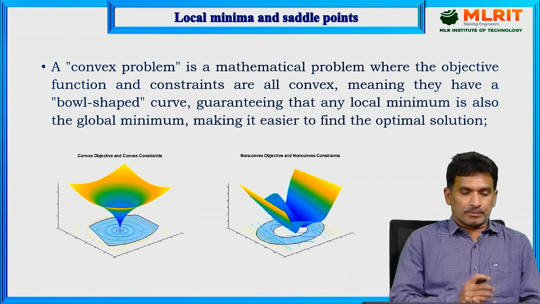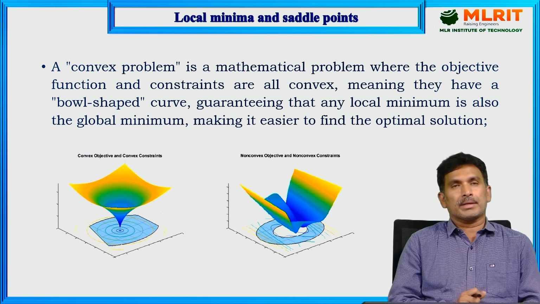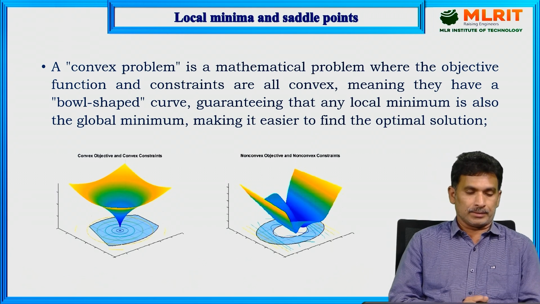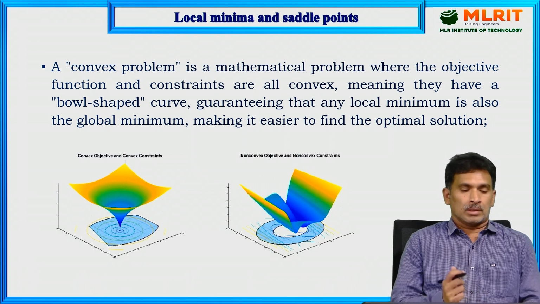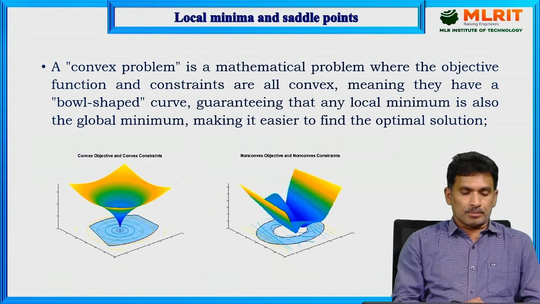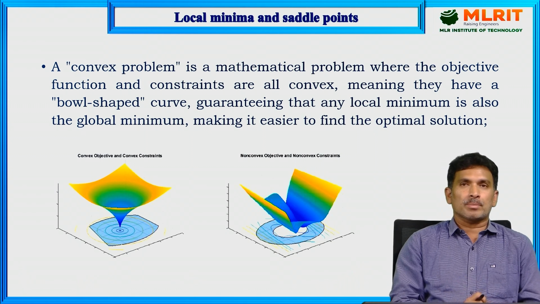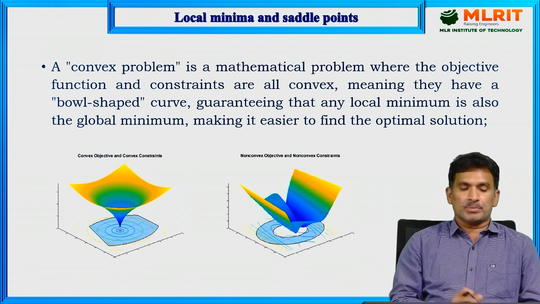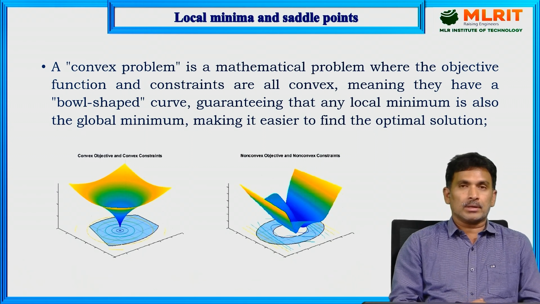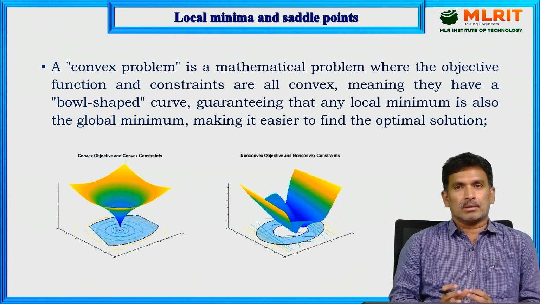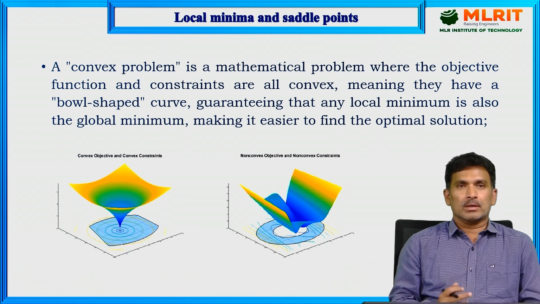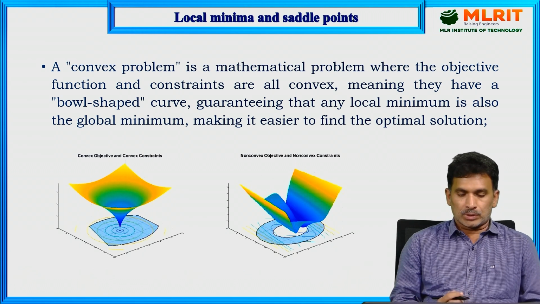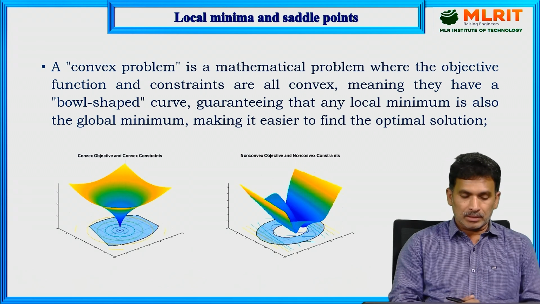So the first challenge with the gradients is local minima and saddle points. What is a local minima? What do you mean by a saddle point? If you look at the convex problem, it is a mathematical problem where the objective function and the constraints are convex. That means they have a bowl shaped curve, which guarantees that any local minima is also a global minima, which makes it easier to find the optimal solution.